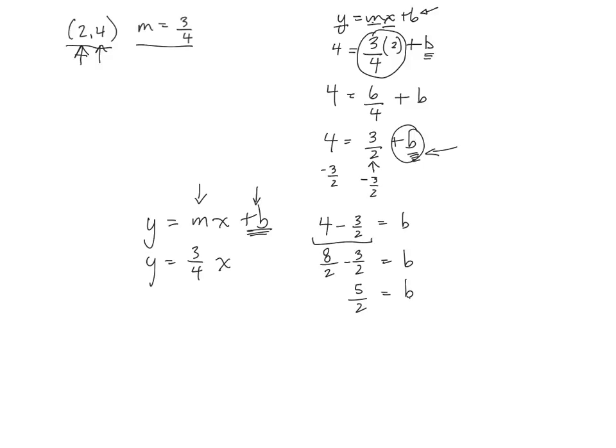So once I found what b is, my y-intercept, now I can take that number and plug it in right there. So it'll be plus 5 over 2.